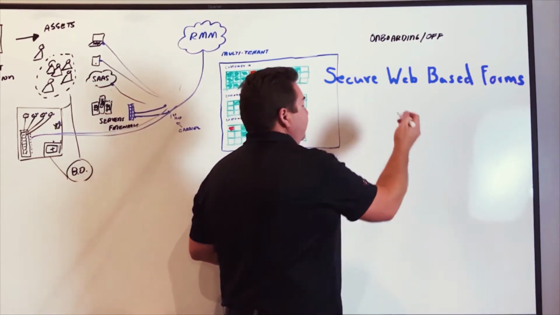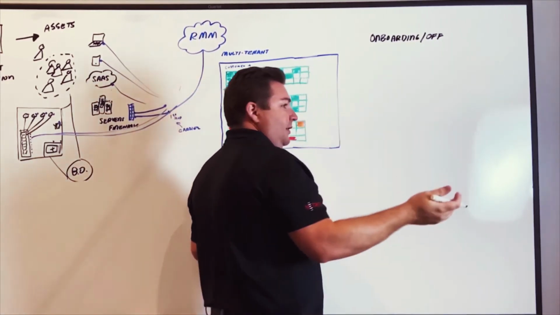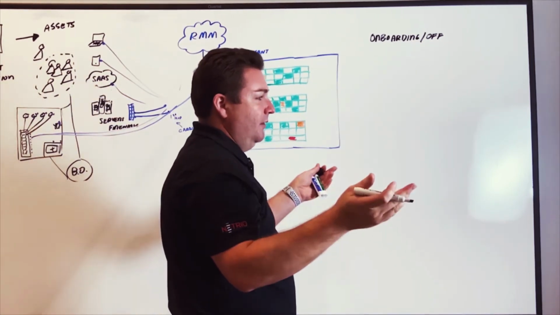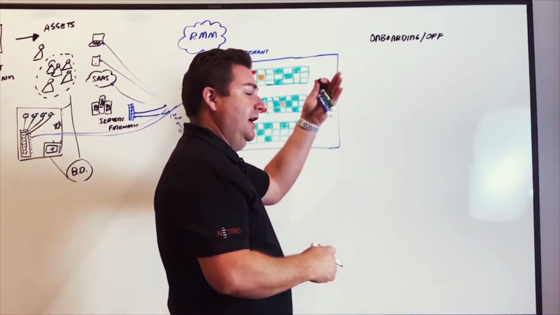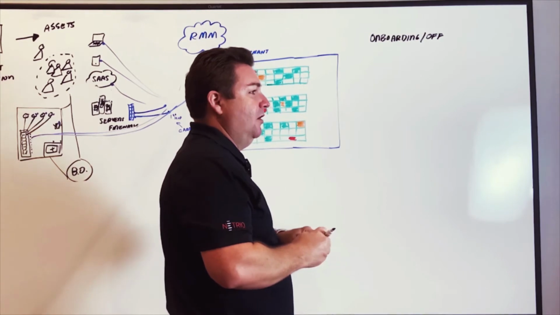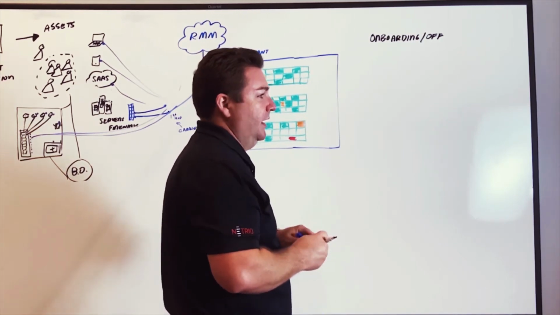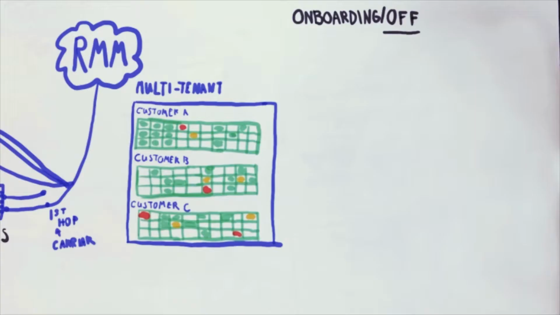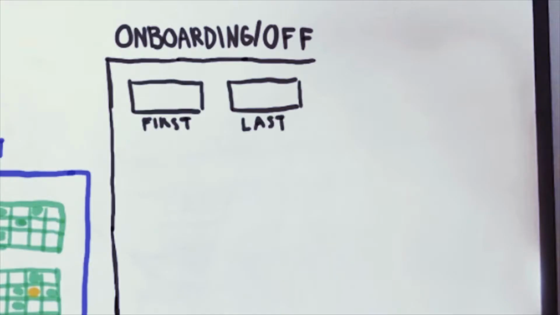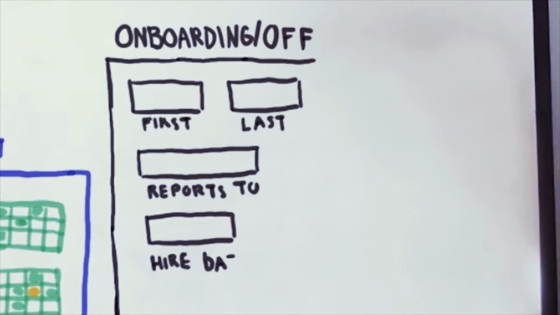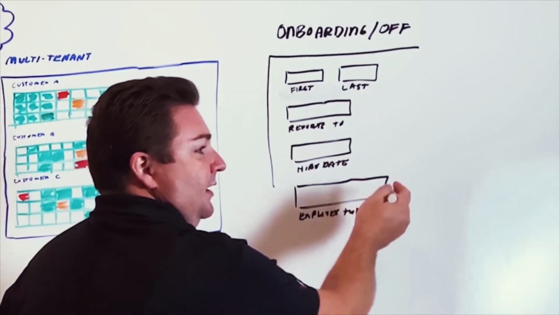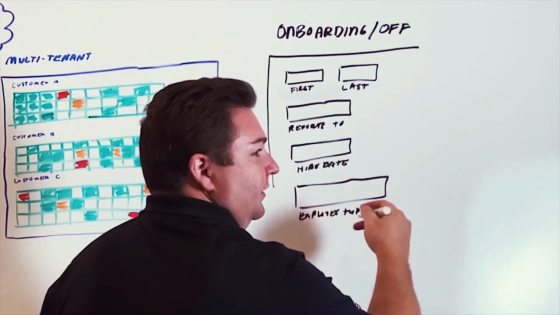And so what it looks like is we sit down with the HR people, we sit down with whoever the hiring managers are, and we say, okay, do you have a documented process? And if they don't, we define it for them, interview style, right? So what this looks like is we create a form, much like you would imagine. First name, last name, reports to, hire date, employee type. This could be W-2, 1099, contractor, temp.